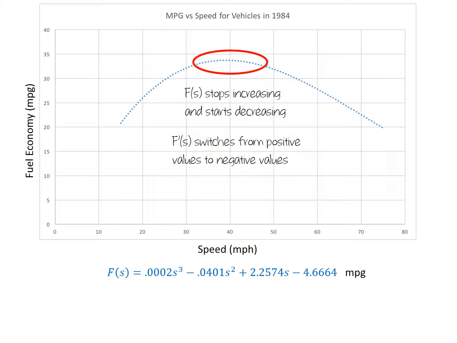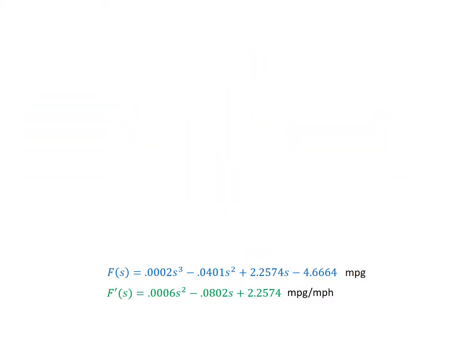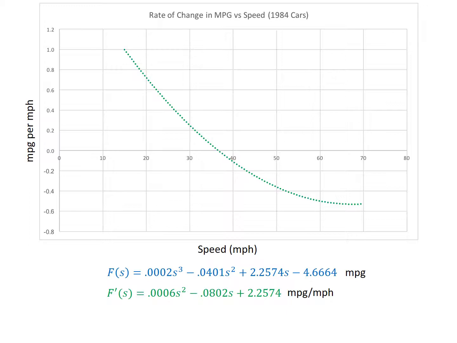F of s is a polynomial function, so we can use the power rule here to get f prime of s equals 0.0006 s squared minus 0.0802 s minus 2.2574. And this is measured in miles per gallon per mile per hour. Let's look at a graph of f prime of s. Here is a graph of f prime of s.